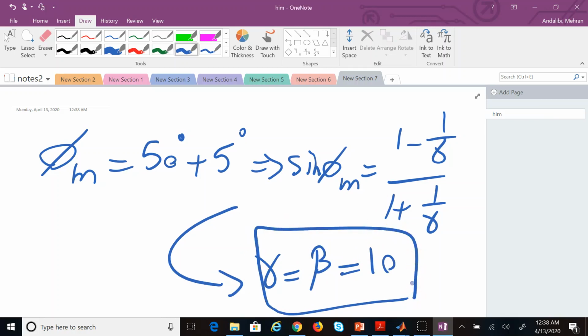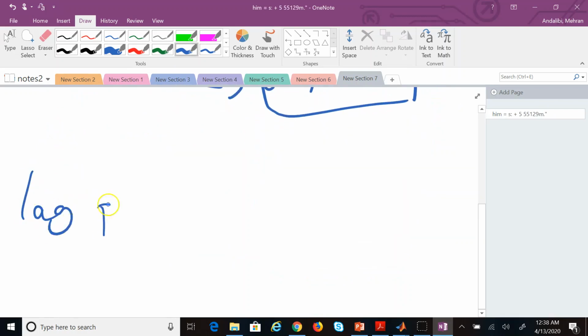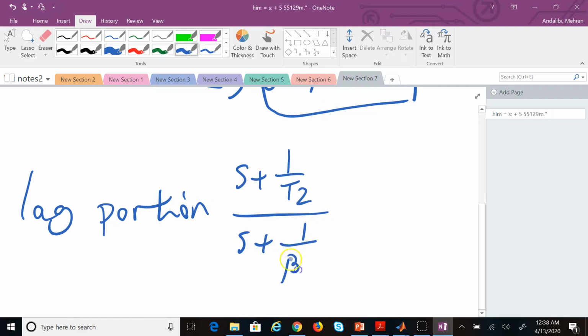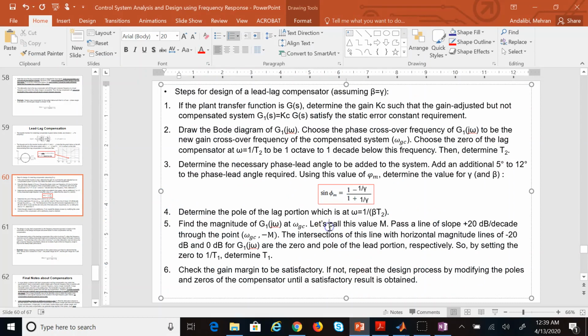And okay, now that you have beta of 10, you can definitely say the lag portion, which was s plus 1 over T2 divided by s plus 1 over beta T2, is equal to s plus 0.15 divided by s plus 0.015. So this is the lag portion. The gain C is also determined. The only thing left is parameter T1 for the lead portion. And here, that's how you determine the parameter T1. This is a graphical method that your textbook suggests.